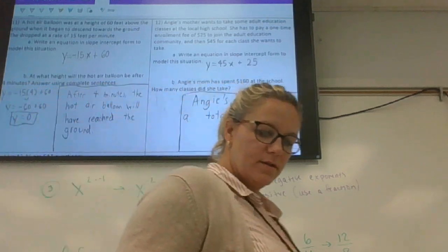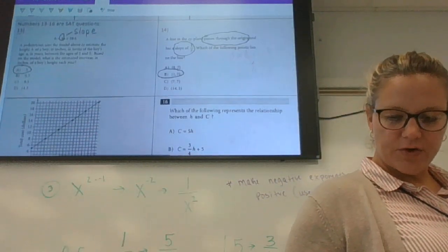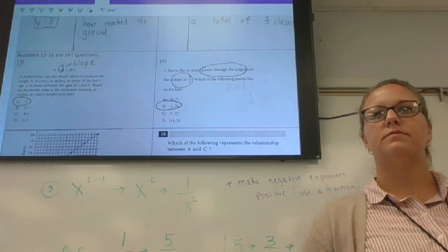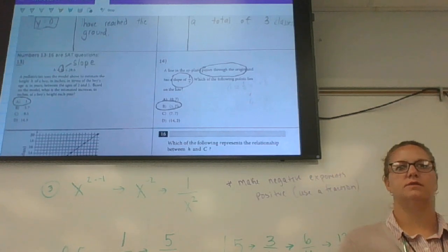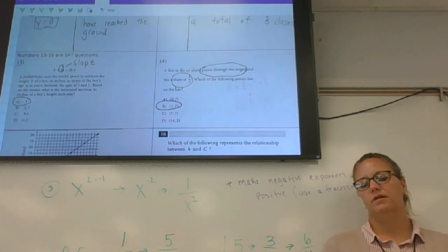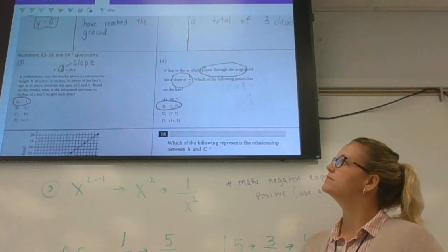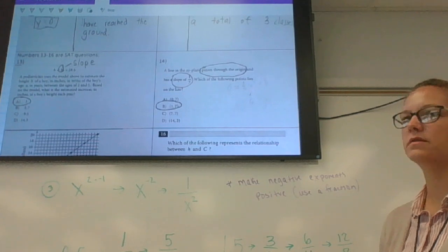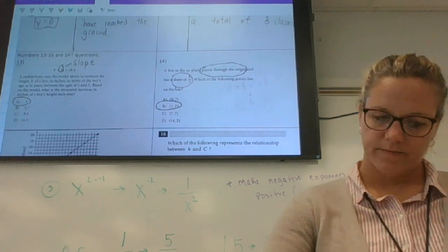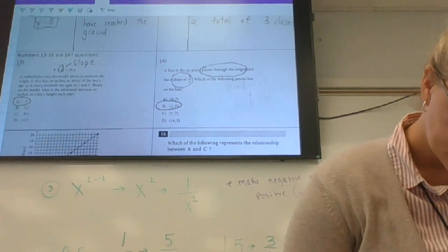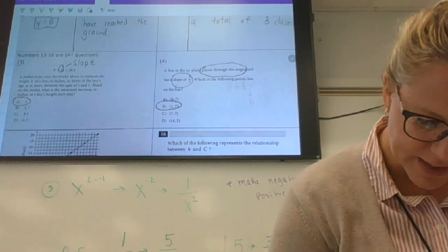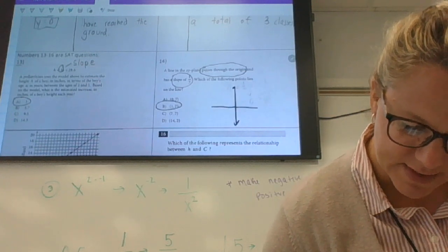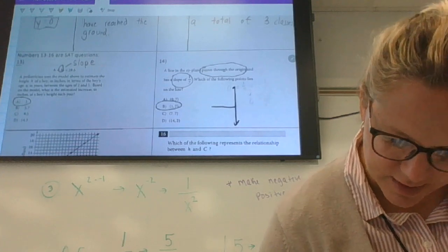Alright, next there's 13 and 14. 13 and 14, multiple choice. What's the point of supposed to win money? $18,000. I actually really love 14. And it is an SAT question. Oh, that's not a straight line.